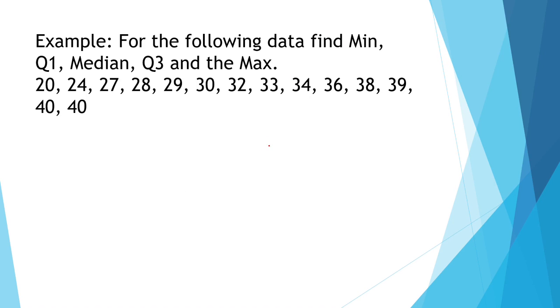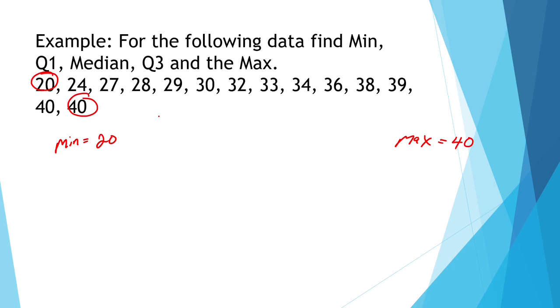Example, for the following data, find the minimum, Q1, median, Q3, and the maximum. First thing we want to do is to find the easiest values to look for. The minimum is the smallest value, and that's going to be the 20. The maximum is going to be the highest value, and that is 40. But make sure the data set is arranged from smallest to biggest before you determine the minimum or maximum.